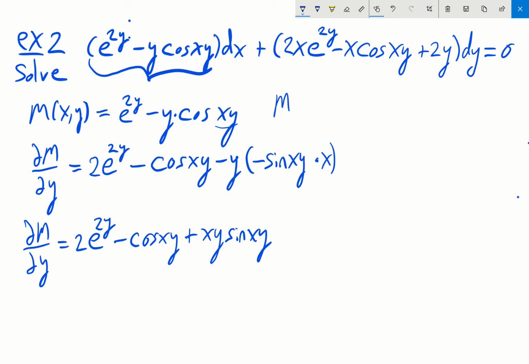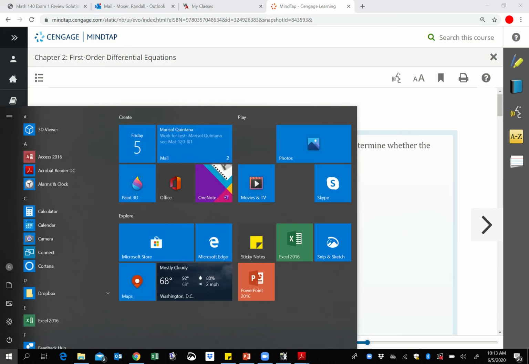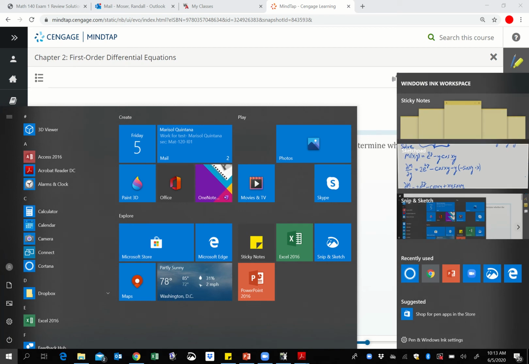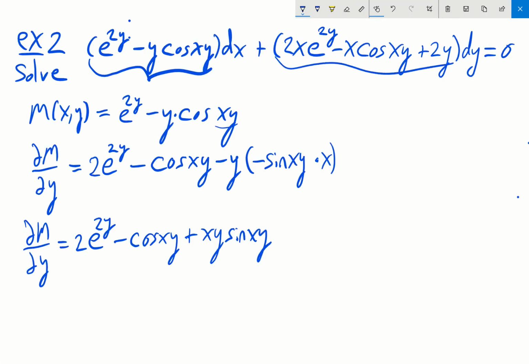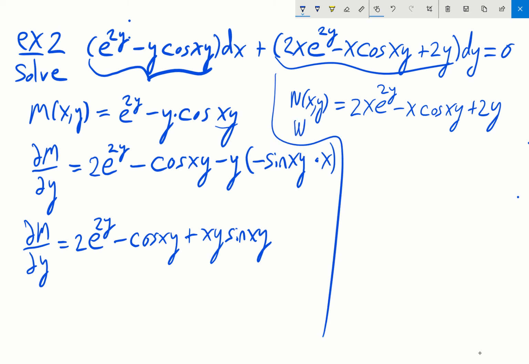We now want to look at the function N. N of x comma y is the coefficient function for the dy term. So we have N of x comma y. This is equal to 2x e to the 2y minus x cosine of xy plus 2y. And what we would like to do is take the partial of N with respect to x. So partial of N with respect to x. For this first term, the derivative of that with respect to x would just be 2e to the 2y.